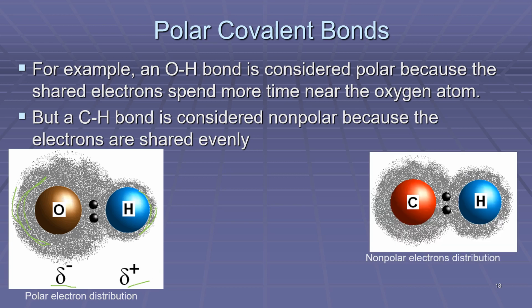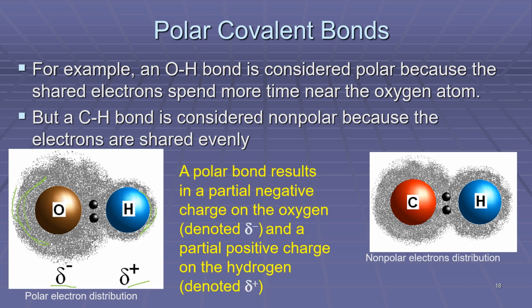Whereas a carbon and a hydrogen bond tend to be nonpolar. So you can see that the electron density is a bit more evenly shared between them. Now, carbon actually is slightly higher in electronegativity than hydrogen, but not enough to make a big difference. So we don't really see a polar bond for carbon and hydrogen.